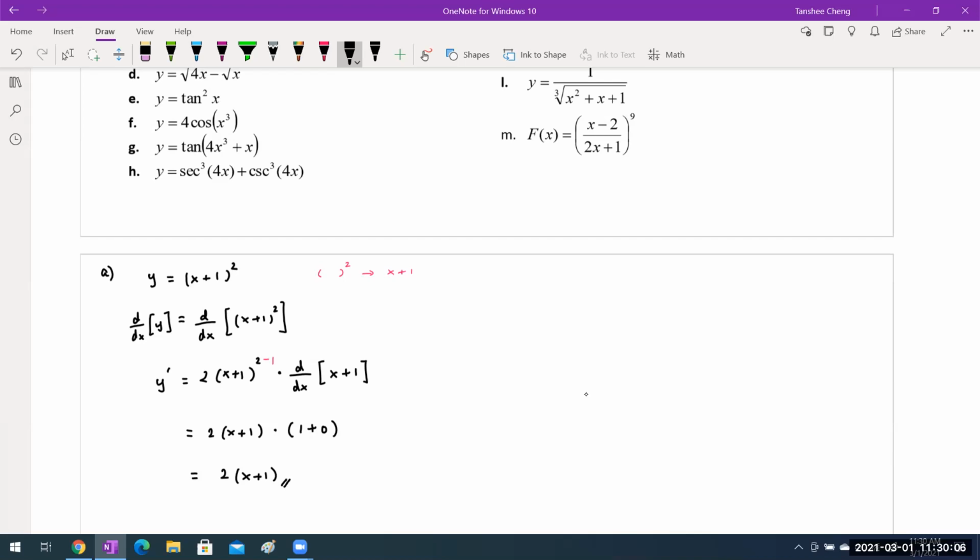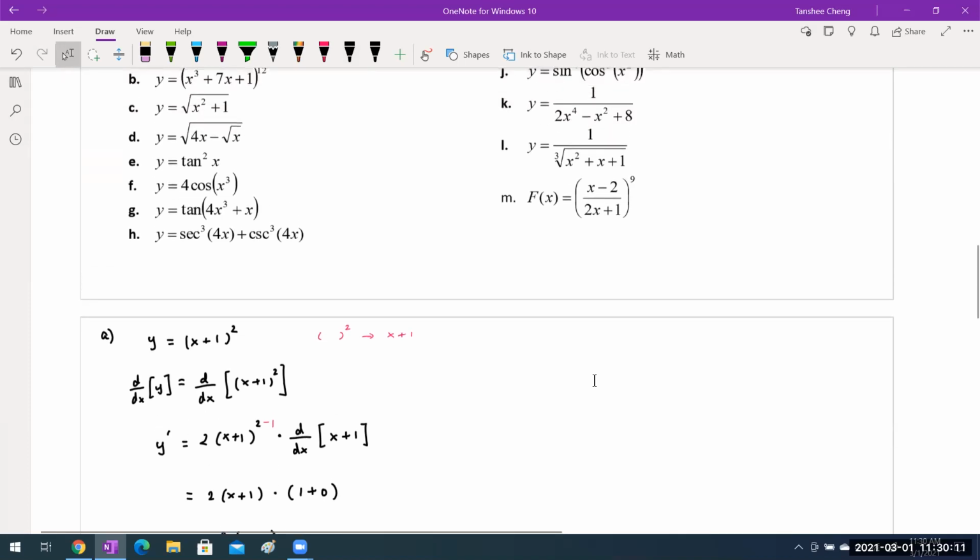Now, let's continue on to the next example, part B. Y is equal to, so very similar, right? But this time the inner function, the polynomial, has 3 terms. So when I look at this, I will see that the outer function will be the 12th power, and the inner function will be x to the third plus 7x plus 1.